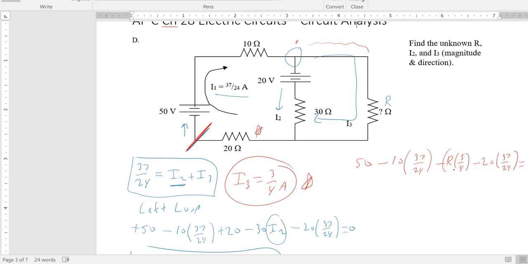Basically the only unknown is R. If you do the algebra, I got R is 5 ohms. So that's your unknown resistance there. Again, that's a little practice in using circuit analysis to solve for unknown currents, and in this case, an unknown resistor. Hope that example was helpful, and thank you very much.